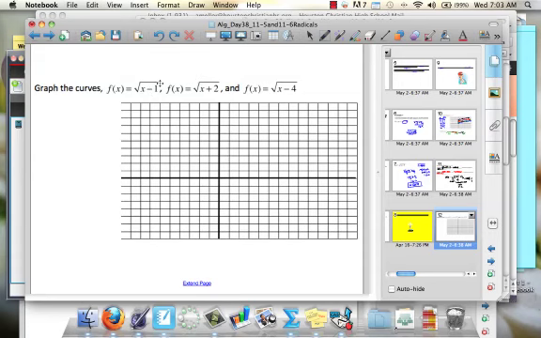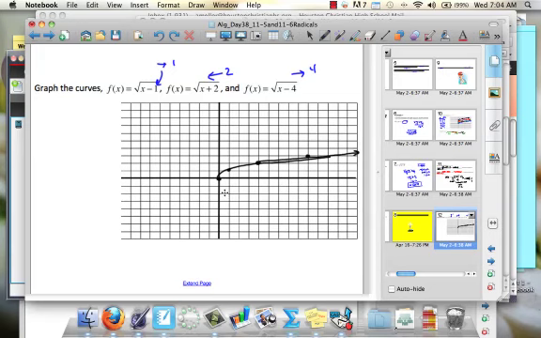So let's graph these curves. Here we have horizontal translations. I'm going to move to the right 1, I'm going to move to the left 2, and I'm going to move this one to the right 4. First I'm going to graph my parent function so you can see what I'm graphing. Here's 0, 0, 1, 1, 4, 2, 9, 3. Okay, so this is my parent function.